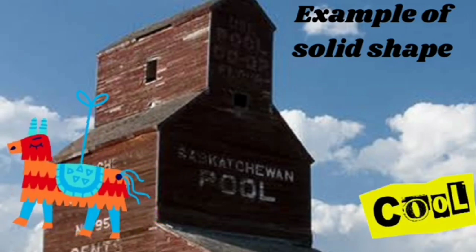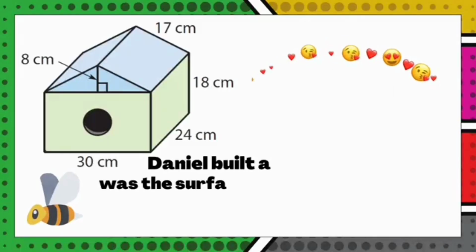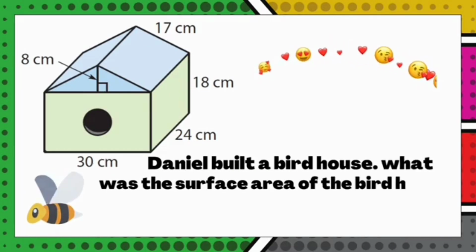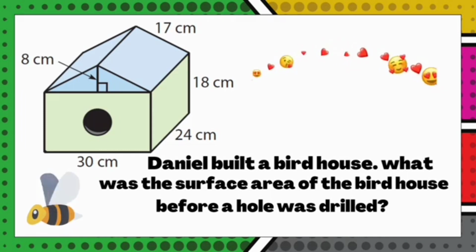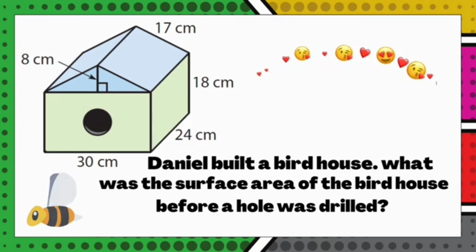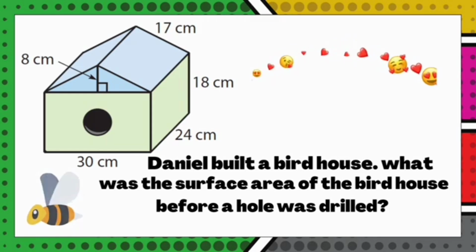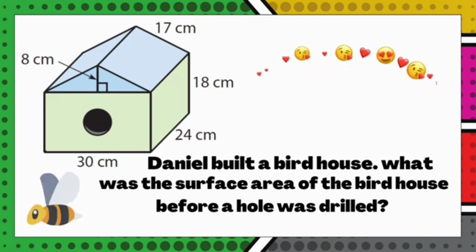Next, let's learn how to calculate the surface area of a compound solid. In our first example, Daniel built a birdhouse. What was the surface area of the birdhouse before a hole was drilled? In the diagram displayed here, the birdhouse is a compound solid made up of a triangular prism and a rectangular prism or a cuboid joined together. The triangular prism has two triangular faces and two rectangular faces, while the cuboid has 5 rectangular faces.